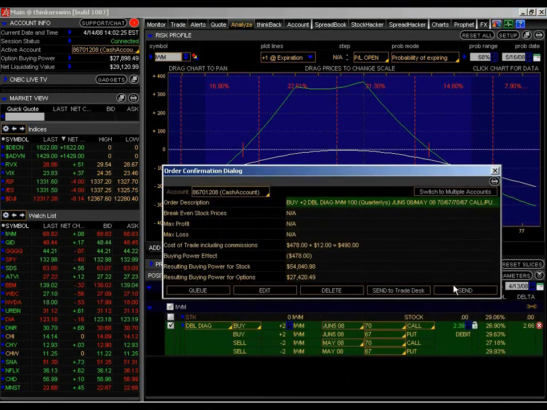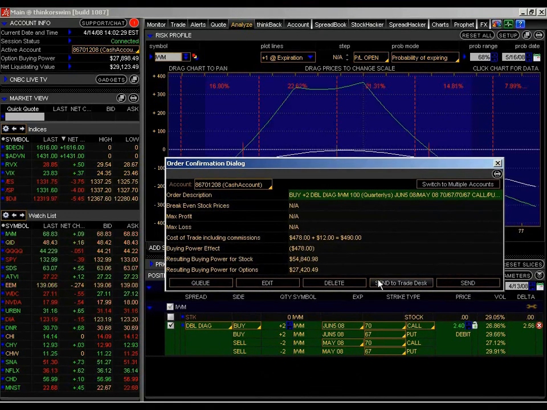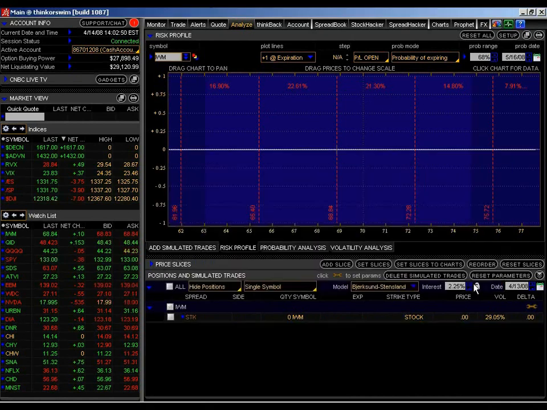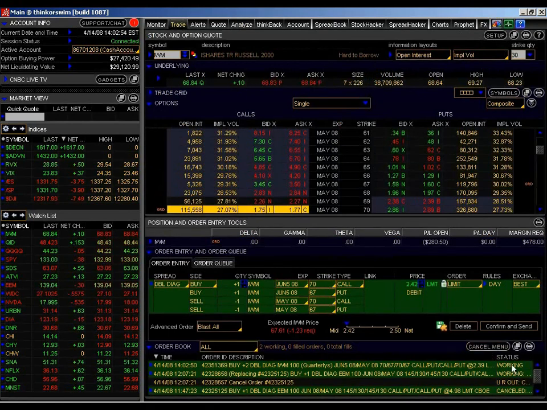Then we can get this off to the market. I'm hoping we get our mid price on this because we really do have very, very tight bid and ask on these. So let's get this off. Our total cost here is $478. That is our margin requirement. $12 in commissions for a total cost of $490. So we're going to send that off. And they are working on that now.